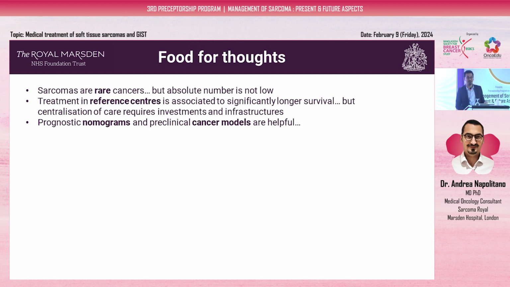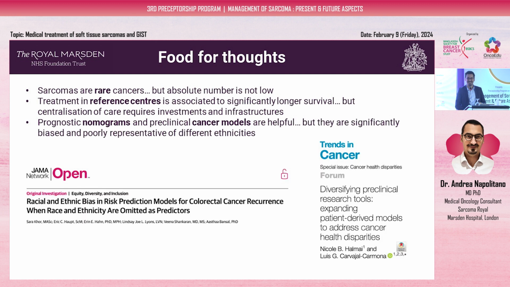And lastly, the prognostic nomograms that I've shown you, the one on GIST, the Circulator, as well as all the preclinical cancer models that we use, are really helpful. But it's quite clear that they are significantly biased, and they're poorly representative of different ethnicities and different social situations. That's why everything that we have developed in one region should also be validated in other countries. And I know that there is ongoing work to see if the Circulator nomogram has the same power in other ethnicities, and also in preclinical models we're lacking models of different backgrounds. Thank you.